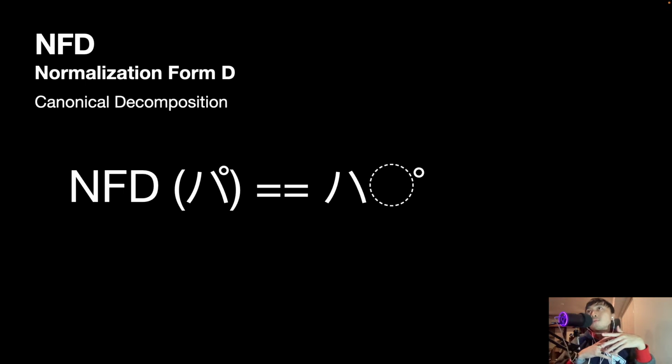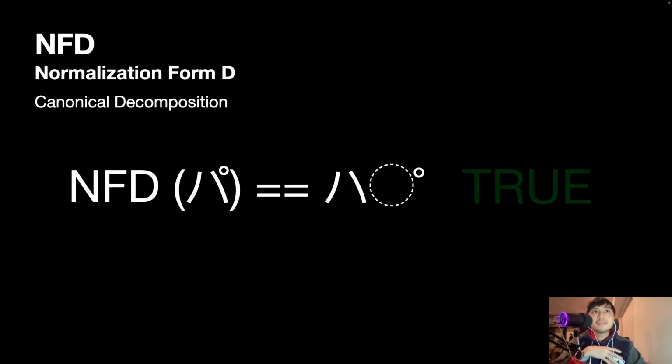So the first one is NFD, or normalization form D. Basically, we apply canonical conversion and decompositions. As an example here, I have a kana, and then we apply NFD. It becomes the ha and then the voicing symbol, right? As easy as that. It is a canonical conversion, and then we decompose it.